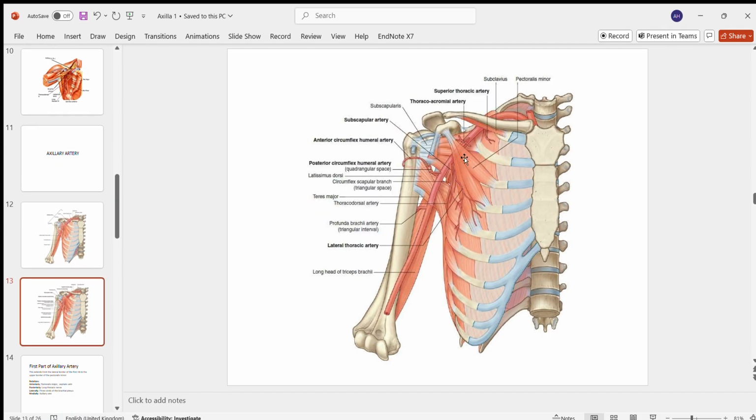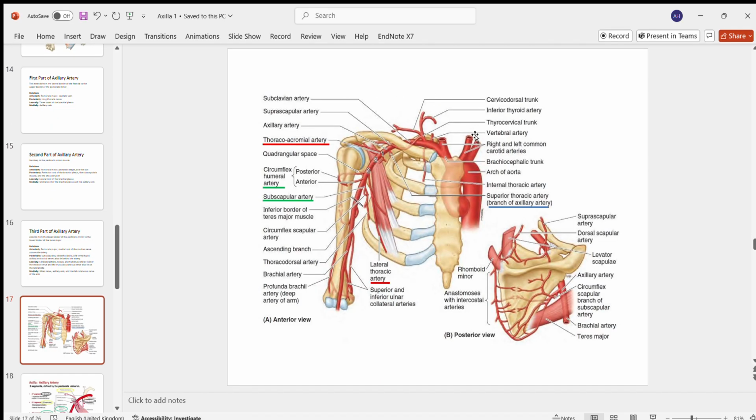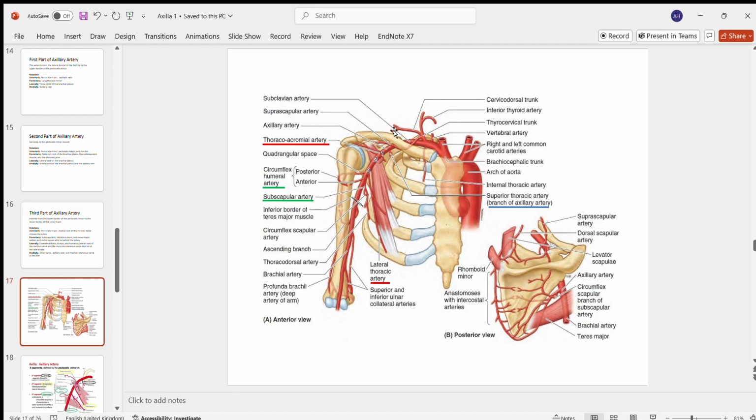Again, in this picture, we can see the subclavian becoming axillary. This pectoralis minor muscle is dividing it into first part, second part, and third part, and these are multiple branches of the axillary artery. In this picture, this is the first part of the axillary artery where 1 is written. The first part gives off 1 branch. The second part gives off 2 branches, and the third part gives off 3 branches. So it is very easy to remember that the first part has 1 branch, the second part has 2 branches, and the third part has 3 branches.